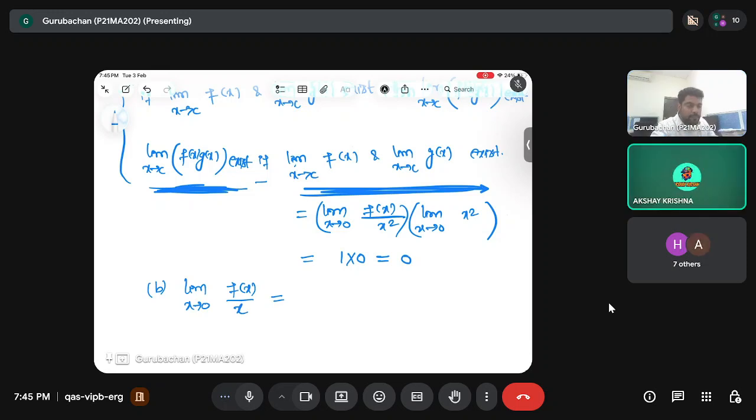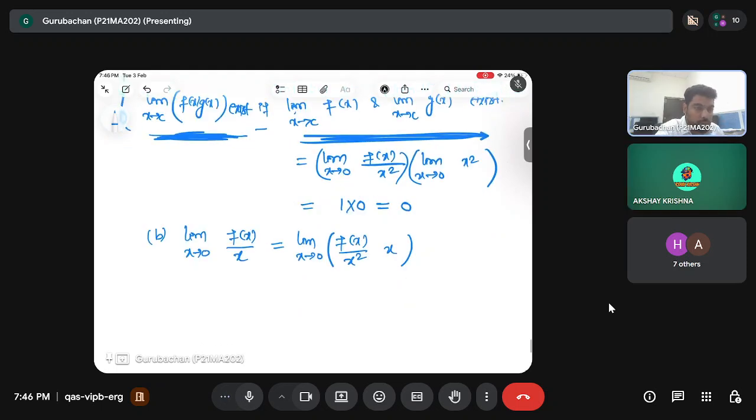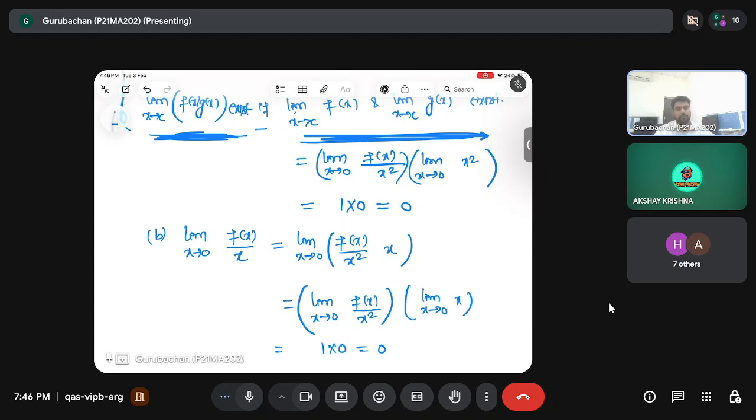Now tell me, in the same way, can you calculate f(x) by x? Into x by x, then it can be separated. You mean this? Okay, so you can separate it now. So it will be 1 into 0 again and the answer will be 0. Is it clear now, Archit?